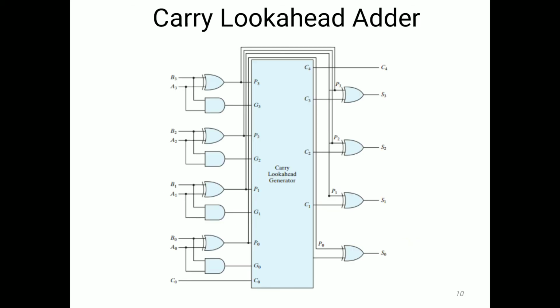So this is the general diagram of a carry lookahead adder. On the input side we have the carry propagate term. On the output side we have XOR gates. In between, in the carry lookahead block, we have to draw the logic diagram for Ci is equal to 0, Ci is equal to 1, Ci is equal to 2, up to Ci is equal to n.